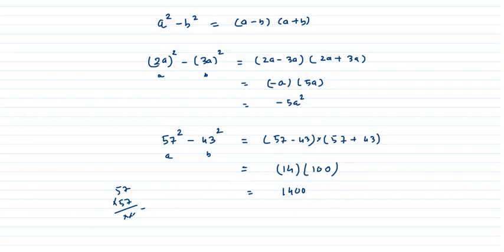Then let's go with another formula, which is again very easy. A plus b whole square. Then what is the output? A square plus 2ab plus b square. Here also you will get one question based on that.